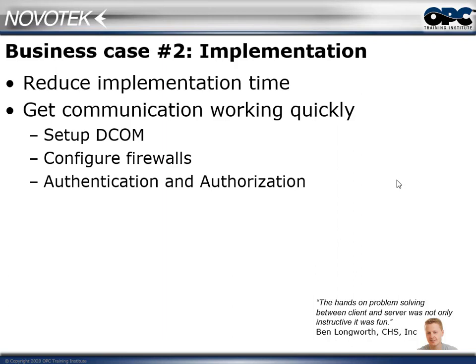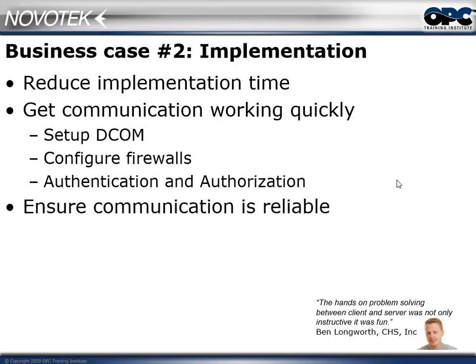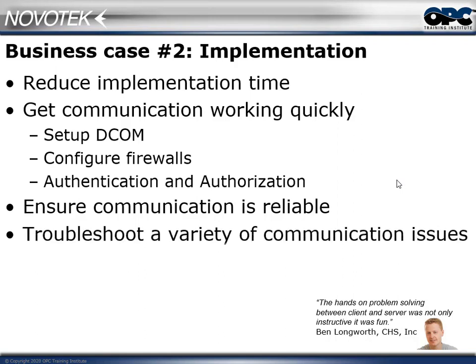So we show you how to get the communication working very, very quickly. How to set up DCOM. How do you get it right the first time? How do you configure your firewall? How do you configure your authentication and authorization in a way that allows communication and is also very secure? So here we're talking about making sure that the communication is reliable and very secure. And then we show you how to troubleshoot a bunch of different communication issues. In fact, you fix, we break. So really what's going on here is you get communication working, then we start to break. It's slowly at first.